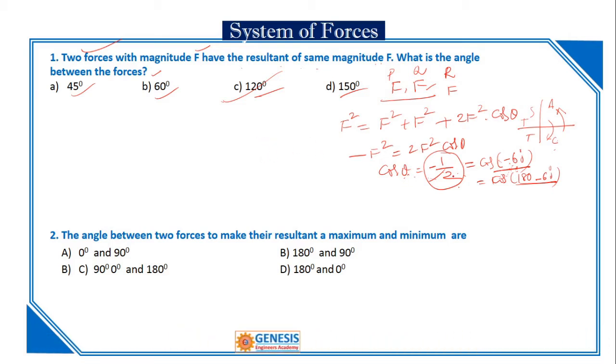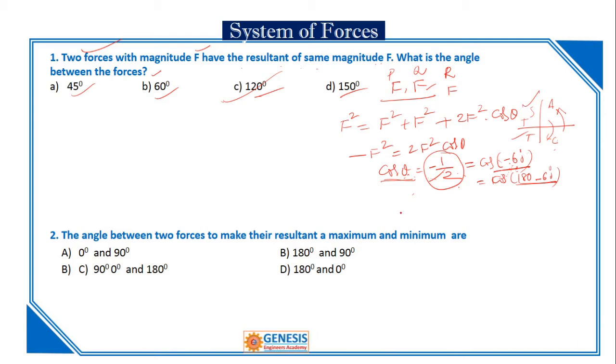Okay. So in what quadrant are the cos values negative? Cos values are negative in the second quadrant and third quadrant. In the first and fourth quadrant, cos is positive, but you have got a negative.